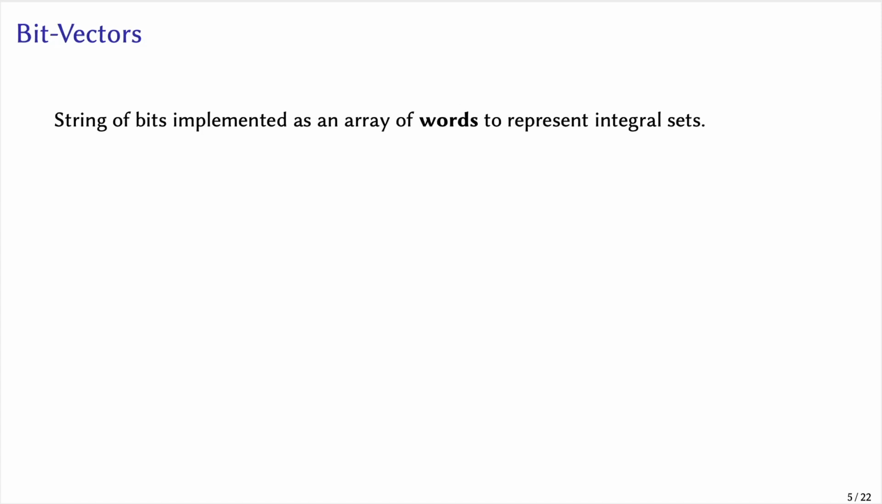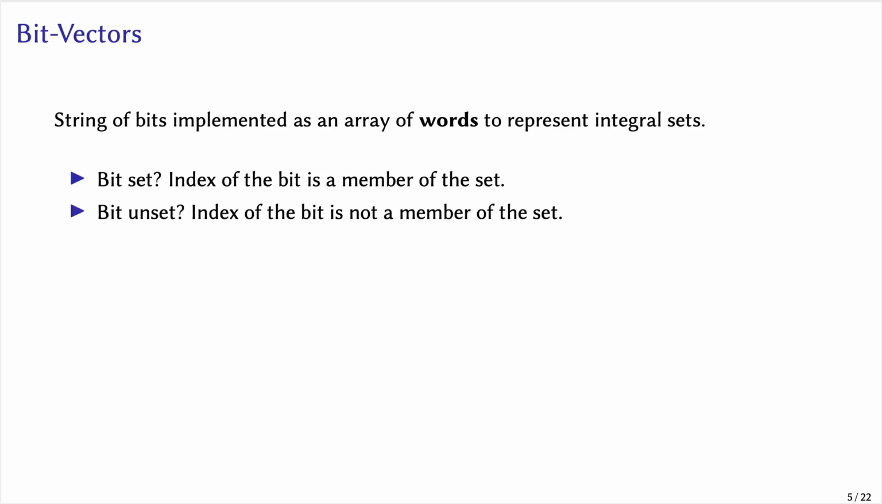Continuing with some background, what is a bit vector? A bit vector is a string of bits implemented as an array of words, or the native integer size, that represents a set of integers. Given a bit vector, if a bit is set in the bit vector, the index of that bit is a member of the set. Otherwise, it is not.